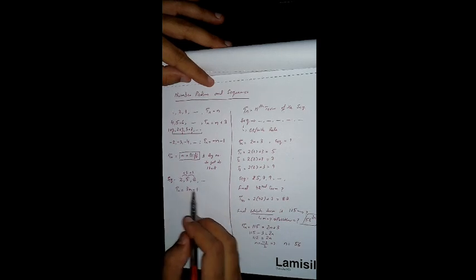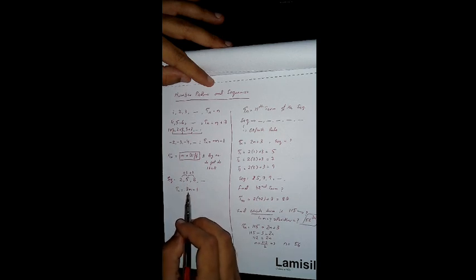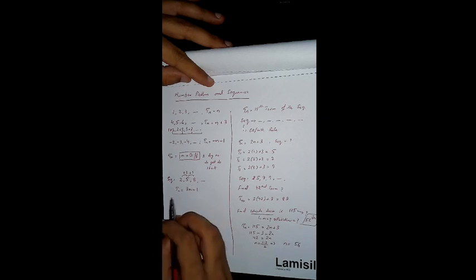So 3 into 1 is 3, 3 minus 1 is 2. 3 into 2 is 6, 6 minus 1 is 5. 3 into 3 is 9, minus 1 is 8.